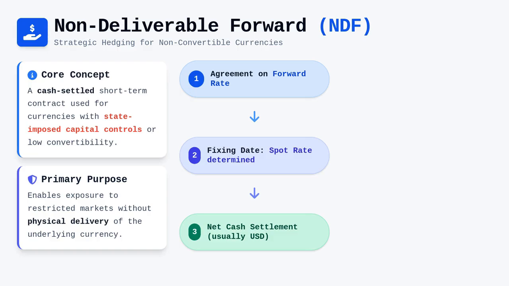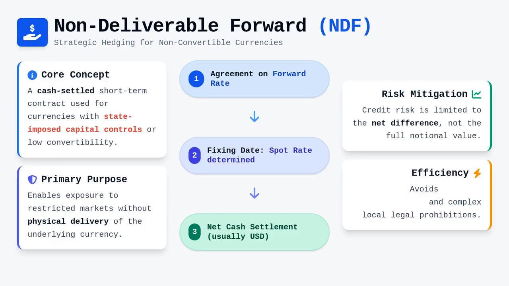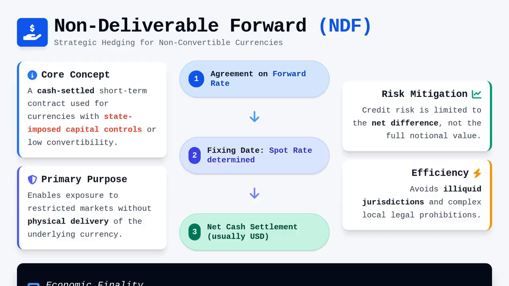The settlement process requires one party to pay the other the net difference in a major, freely convertible currency, usually the US dollar. This structure allows institutional investors to gain exposure to restricted currencies without needing to physically settle the underlying transaction in a local, potentially illiquid jurisdiction.